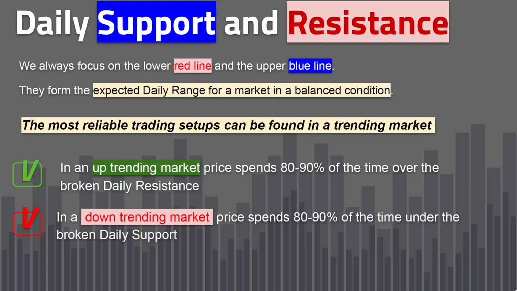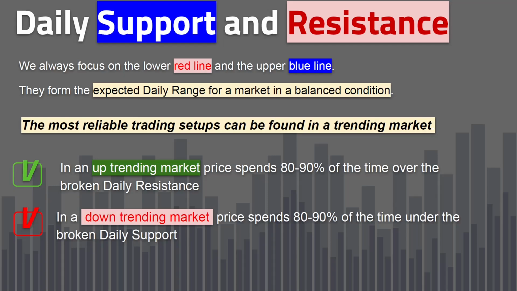In the previous introductory lesson, we talked about the daily support and resistance, the blue line and the red line that are drawn by the cycle trader indicator. And the main idea is that when price keeps bouncing in between the support and resistance, the market is in a balanced condition, in equilibrium, and it's very difficult to make money when price chaotically bounces in between the support and resistance. It's much easier to trade and make money when price starts to trend up or down.